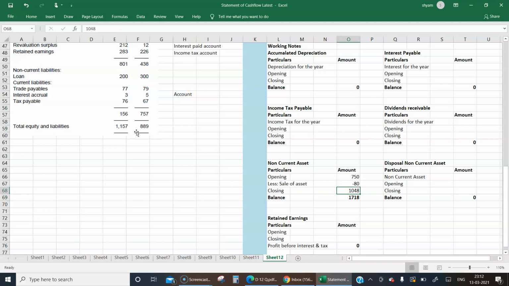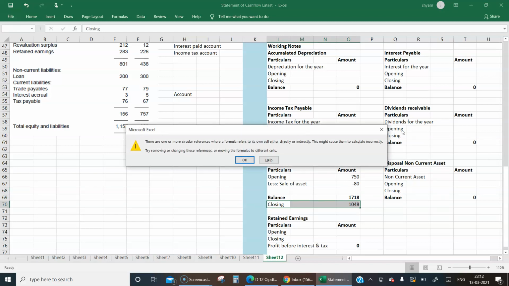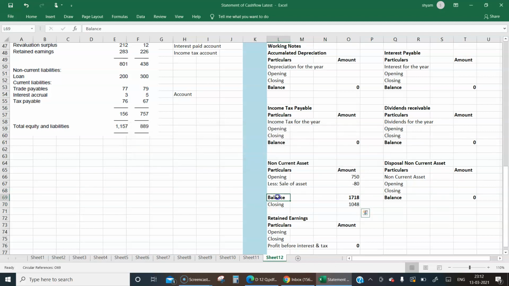Now the difference between these numbers, the difference between the adjusted number, what should have been and what is there, we'll just have it like this.